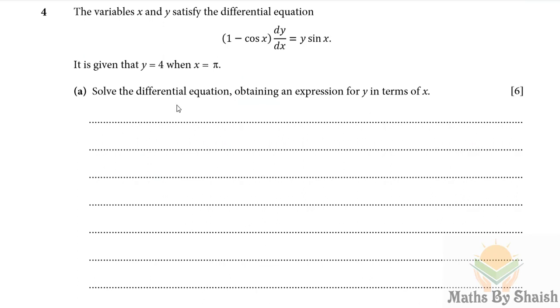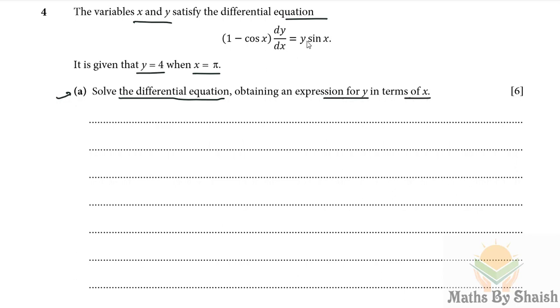And here's the fourth one. The variables x and y satisfy the differential equation (1 minus cos x) dy/dx equals y sin x. It is given that y is 4 when x is pi, and the first part is to solve the differential equation and obtain an expression for y in terms of x. So the first task is to solve the differential equation, and the next is to obtain the expression for y in terms of x.